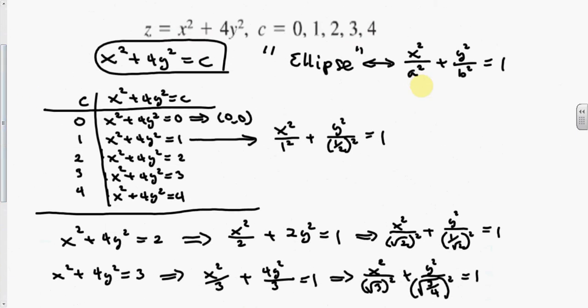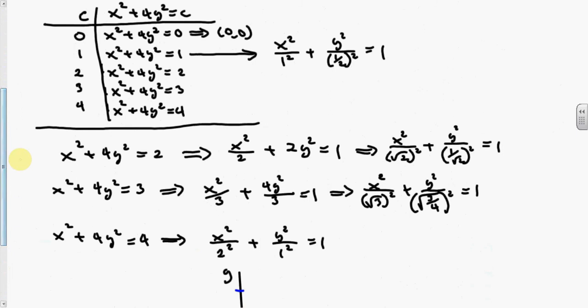Because I'm trying to write this in the form of x squared over a squared plus y squared over b squared. How would you get a and how would you get b? I took that 2, and I wrote it as the square root of 2 to be squared. Isn't the square root of 2 to be squared 2? But now I know that a is the square root of 2, right? And then b is 1 over the square root of 2. That's why. Okay. Any other questions? Good.